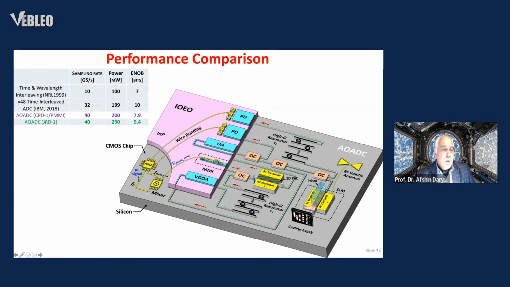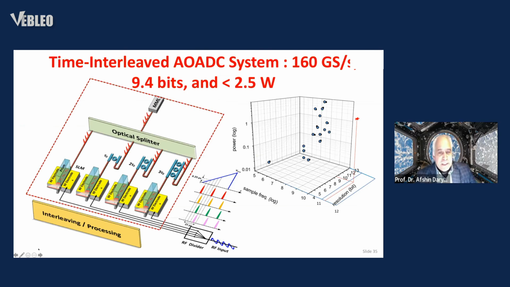The new chromophore that we are employing, JRD1, gives us a higher effective R33, and that brings the effective number of bits to 9.4 with a power consumption of about 230 milliwatt. And this design has a lot of advantages. One of the advantages is that the low power consumption can now be integrated as an interleaved structure.